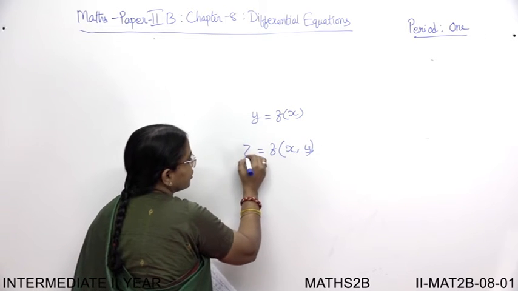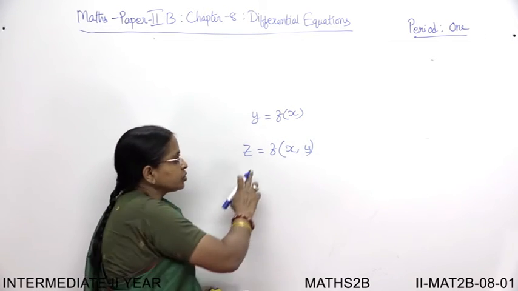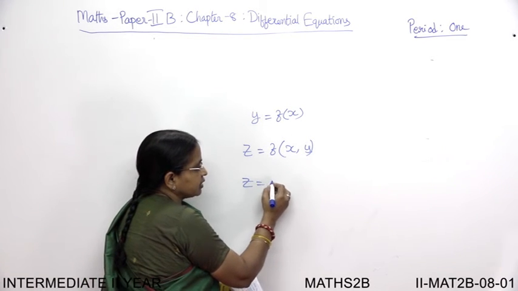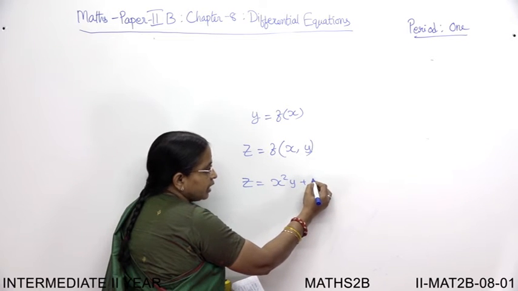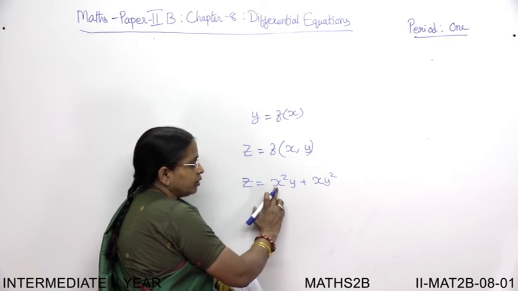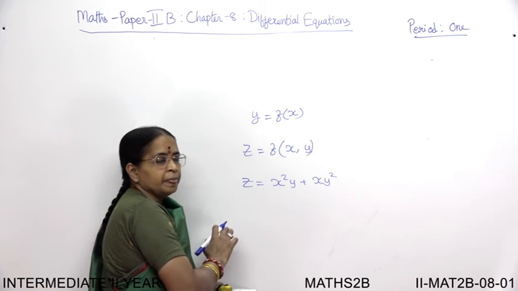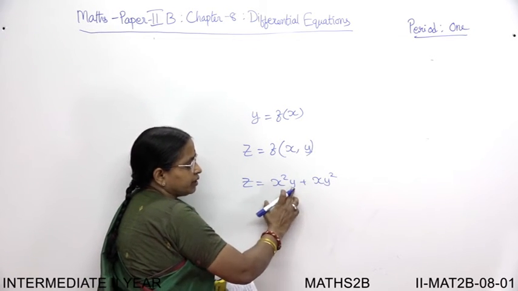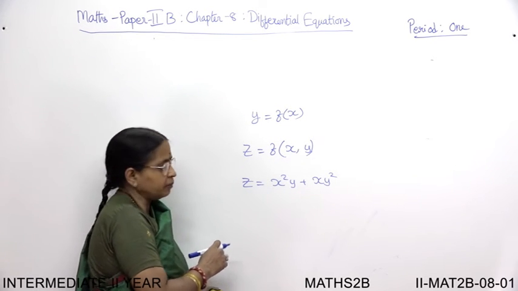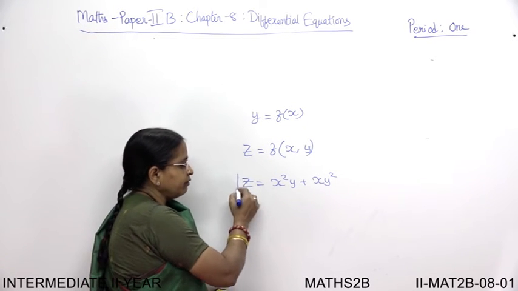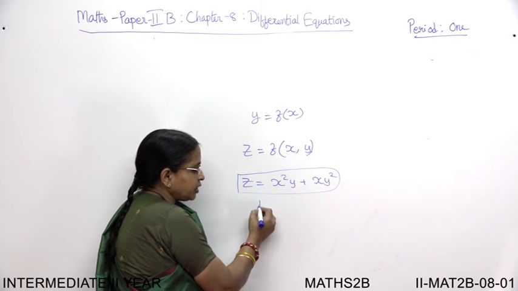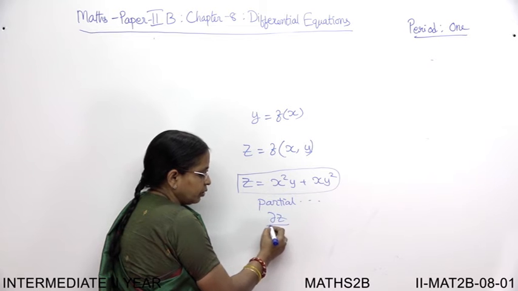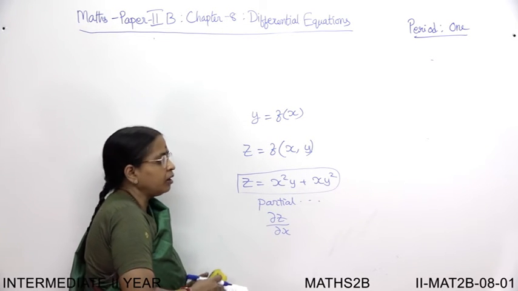Suppose that z is a function of x and y. So it has two independent variables, x and y. Like suppose z is equal to x square y plus xy square. So z depends on both x and y. It has two independent variables x and y and one dependent variable z. To find the derivatives of this, we use partial differentiation, and we write it as dou z by dou x, dou z by dou y.